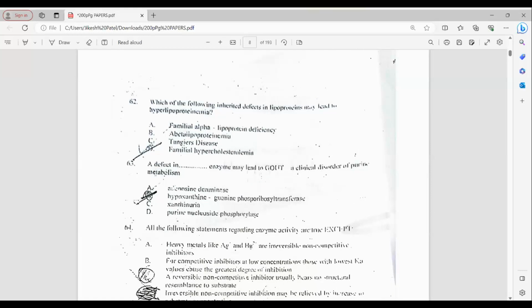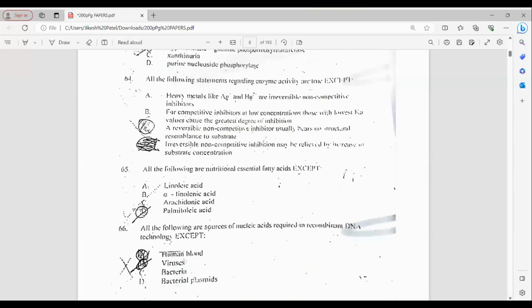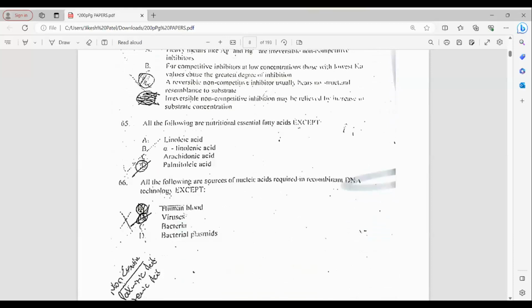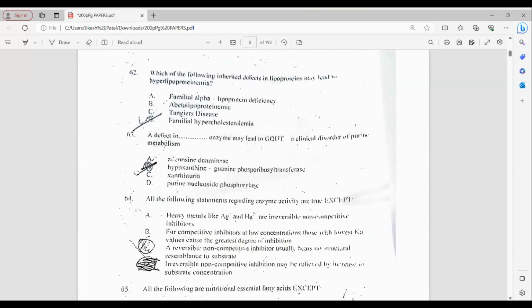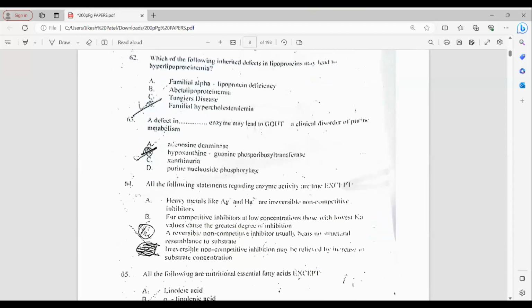This one we haven't covered, but I think we covered the last. A defect in an enzyme may lead to gout, a clinical disorder. I think Bagwat mentioned this somewhere. Hypoxanthine, guanine. Even there, knowing the mechanism of action of allopurinol and how gout works, you can get that one for hypoxanthine.